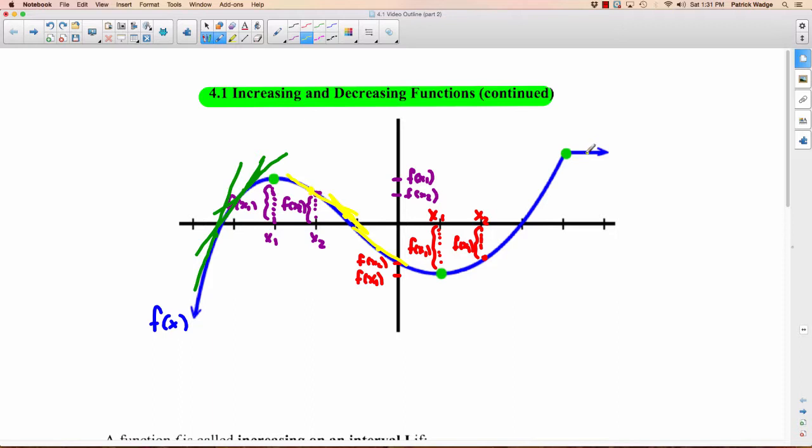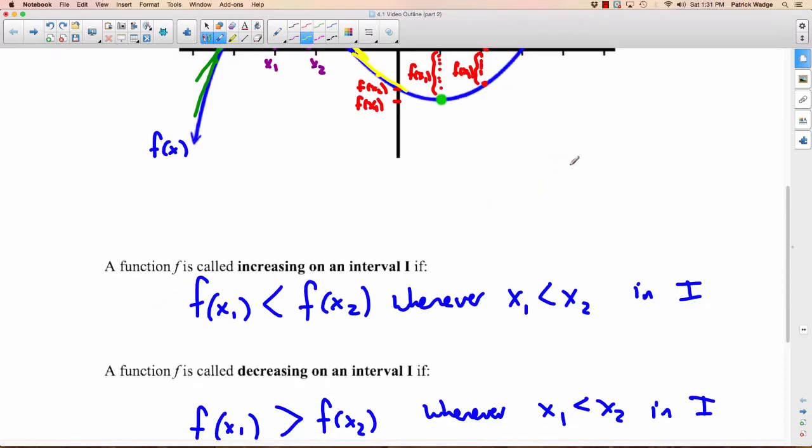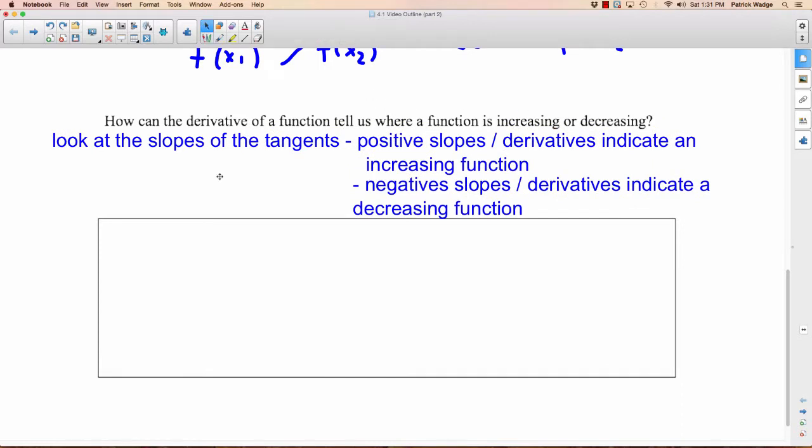By the way, if we take a look at this point, what's the tangent line look like? Looks like this. Okay, is that tangent line positive or negative? Neither, it's zero. So what would that mean? That would mean it's not increasing and it's not decreasing, and that's true. This part of the function, it's not increasing or decreasing, it's staying constant. It's going horizontally. So let's summarize this last bit here.